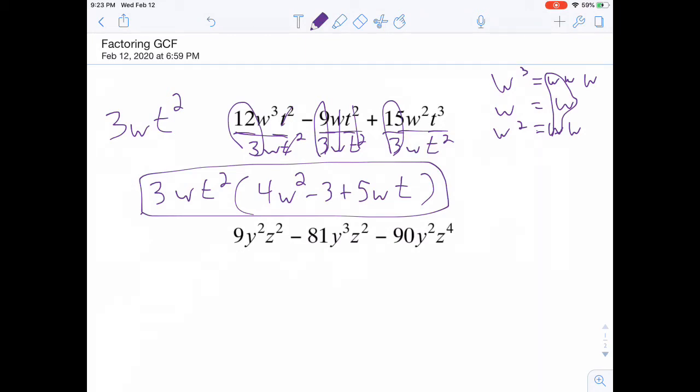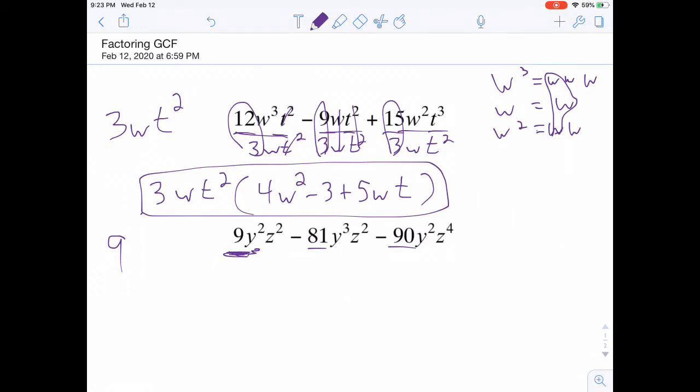Next example here, 9y squared z squared minus 81y cubed z squared minus 90y squared z to the fourth. Again, I'm looking for my common factor along with my numbers here. It can't be bigger than 9. I check to see if 9 goes into 81, which it does, and 9 goes into 90, so 9 is my GCF of my coefficients.